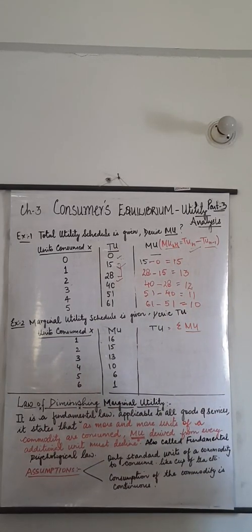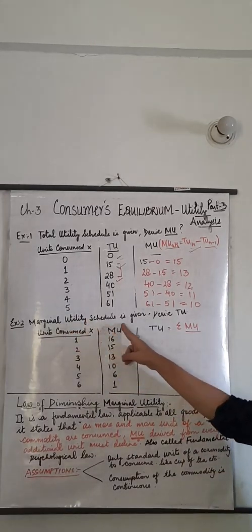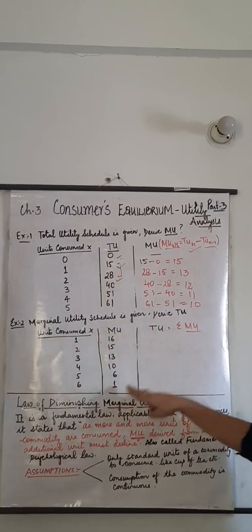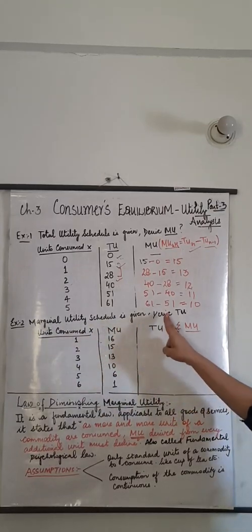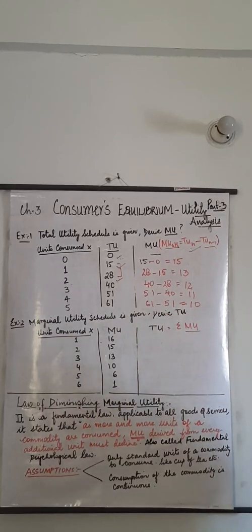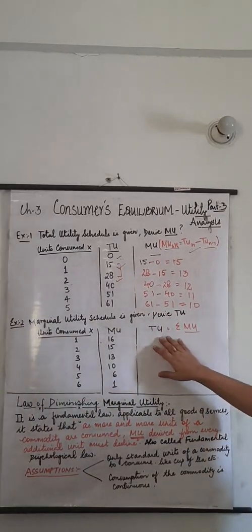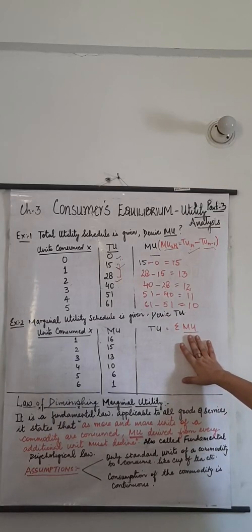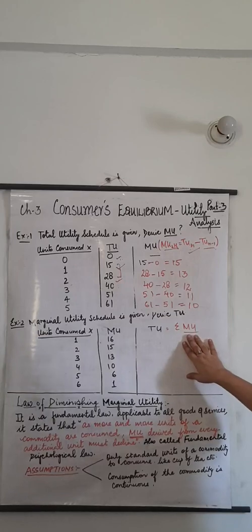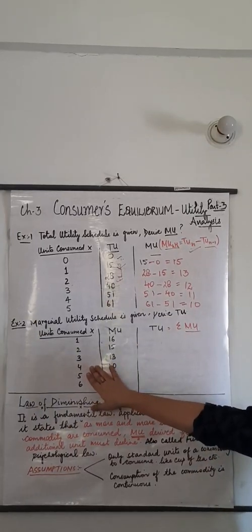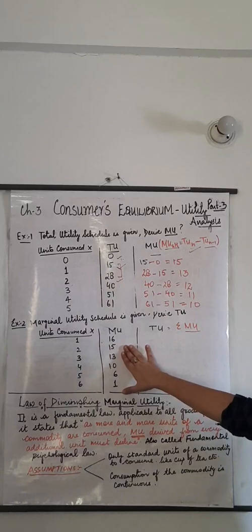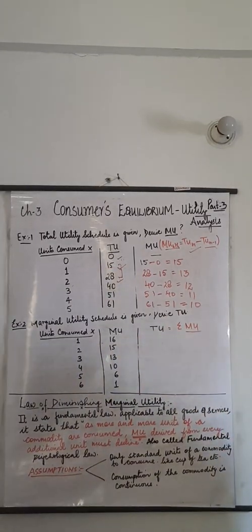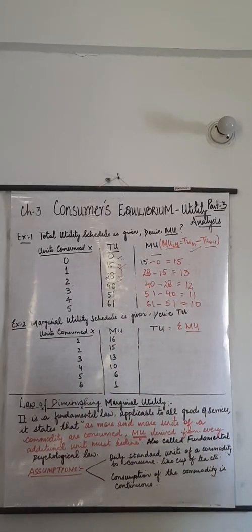Now we come to the second question, which says calculate the total utility schedule, considering this marginal utility schedule. You have to calculate TU. Now TU, students, is the summation of marginal utility. It's the addition of marginal utility. Here units consumed are given and MU is given. You have to calculate the total utility. You can also say that it is a cumulative addition.